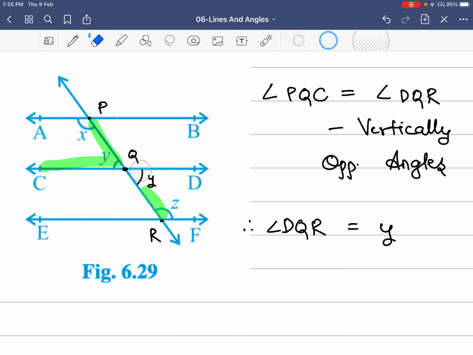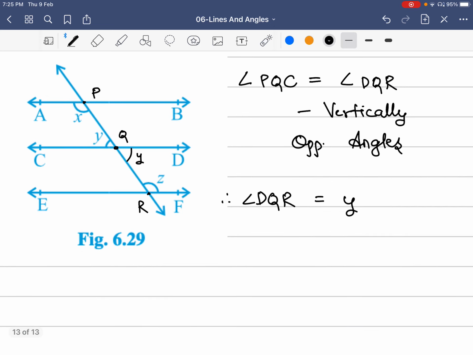Now once again let's get rid of this highlighted thing. So this angle is Y, this angle is Z. Now again CD is parallel to EF and this is my transversal, and these two form a pair of interior angles on the same side of the transversal. Both of these lie on the right hand side of the transversal, and we know the theorem which says that Y plus Z will be equal to 180 degrees. These are supplementary angles. So I'm going to write here now. Let's say this is our step number one.